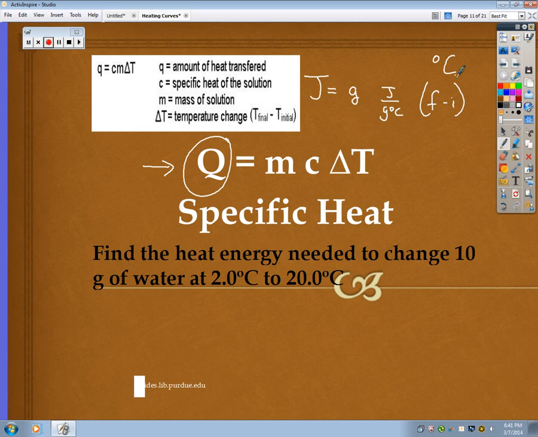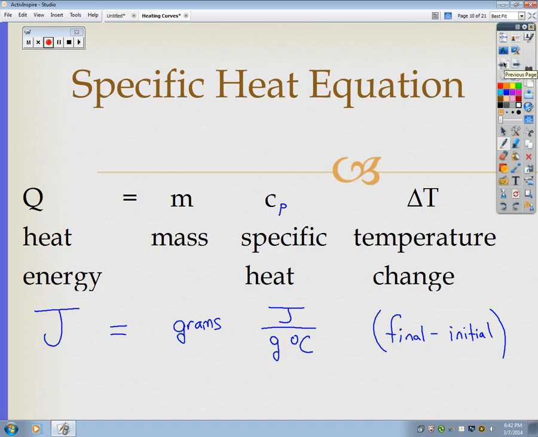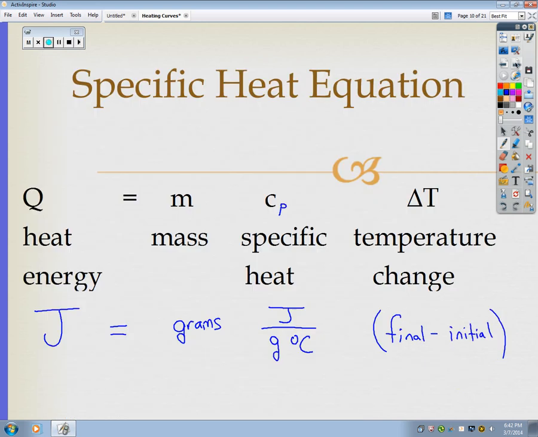So now what do I know? I know I'm trying to find heat energy. I don't know Q. I do know I have mass in grams, so I have 10 grams. And what's the specific heat for water? Well, let's go back and look at that chart. I know it, but I want to show you so you can look it up. On the chart, it was 4.184 joules. That's something you might not remember.